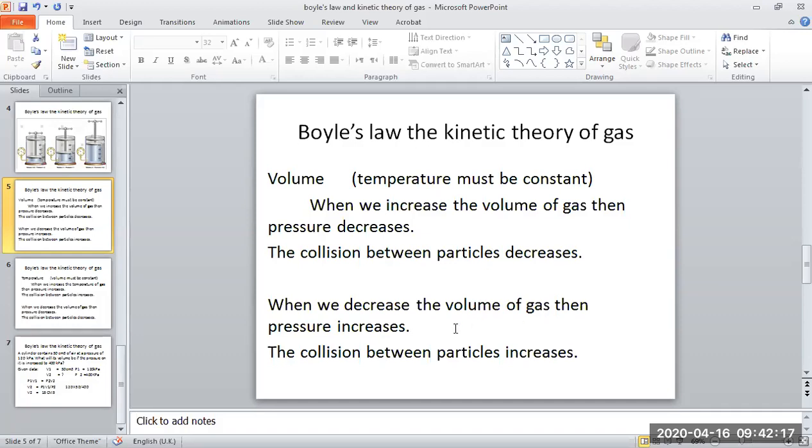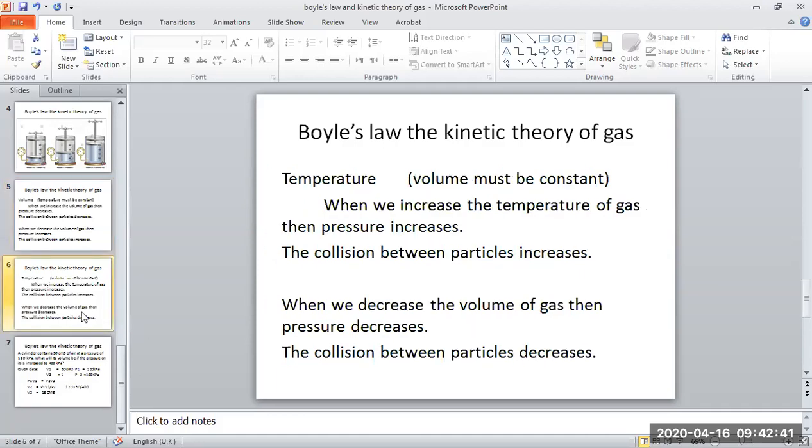When the volume decreases, the space between the gas particles is less, so the collision between the particles increases, and that collision refers to the pressure. So the pressure increases because collision increases. And here temperature and pressure are directly proportional to each other. When the pressure increases, temperature increases. When the temperature decreases, pressure also decreases.